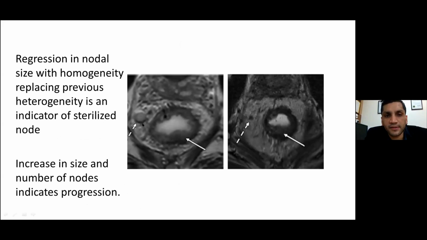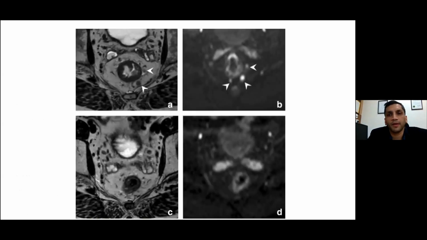Regression in nodal size is another important factor. This is the lymph node pre-treatment, and this is the lymph node post-treatment. Also, you would see that this was previously high signal intensity, and it has again gone to low signal intensity. That's another factor constituting the tumor response evaluation. In other sets of images, this highlights the role of diffusion weighted imaging. This is the pre-treatment imaging. You would see high diffusion restriction on these images, and post-treatment, not only has the size regressed, but even the diffusion restriction has gone in these lymph nodes and the lesion as well.